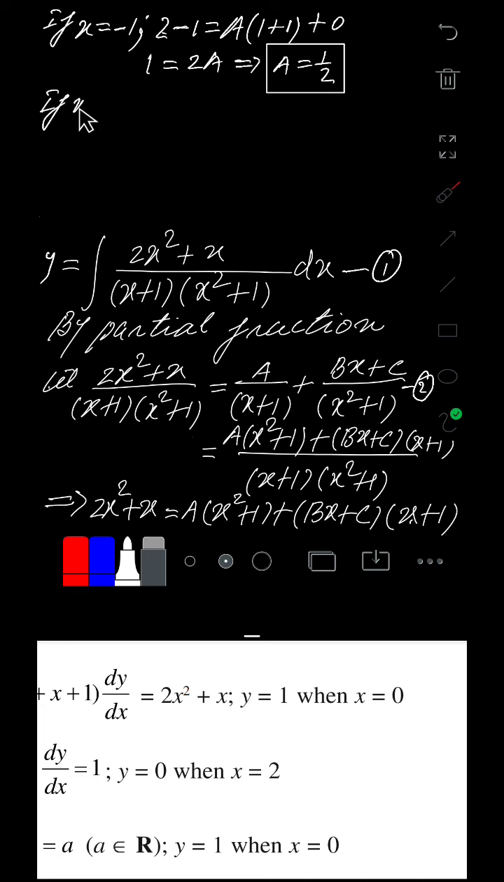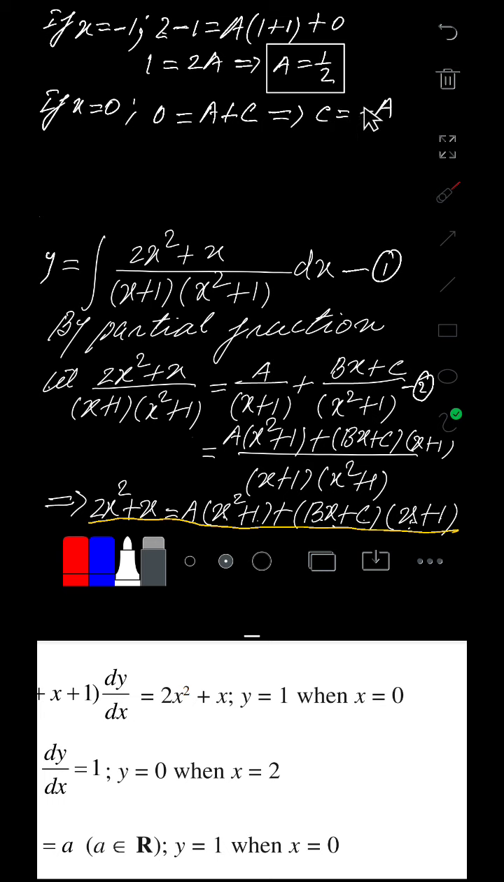Now putting x is equal to 0 in this equation, on the left hand side both the terms will be 0. So we have 0 is equal to, on the right hand side 0 plus 1, 1 into A becomes A, and here B into 0 becomes 0 and only C is left over here. And here if you substitute 0, 0 plus 1, 1, 1 into C, that means only C is left. So we get 0 is equal to A plus C, implies that C is equal to minus A. So if A is equal to half, C will be minus half by substituting the value of A. So we get C is equal to minus half.